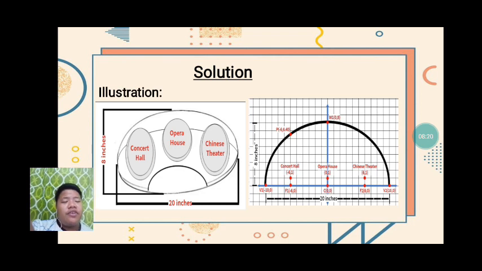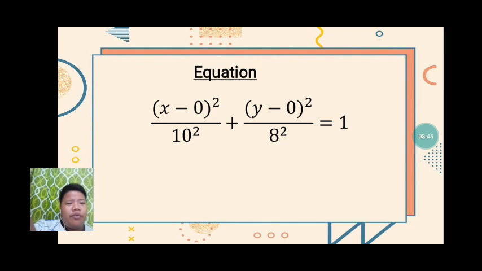Here is our illustration. As you can see, the opera house is in the center, and on the left side is the concert hall, and on the right side is the Chinese theater. So the height of this to the ground is 8 inches, and then the width is 20 inches. Next slide is our equation.